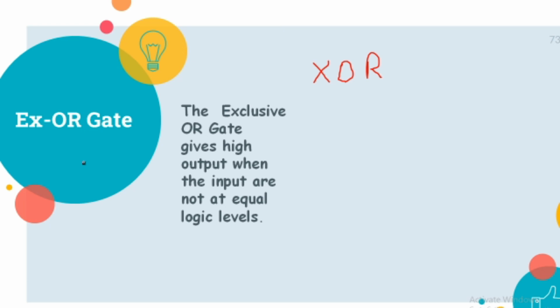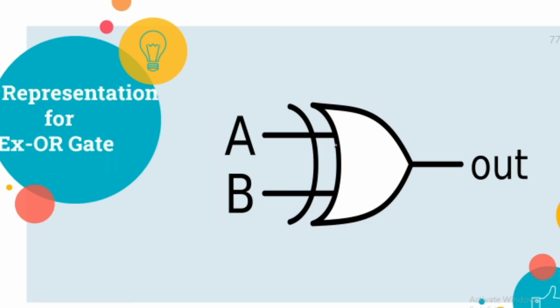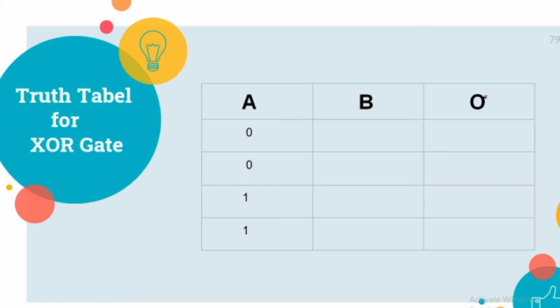The exclusive OR gate gives a high output when inputs are not at equal logic levels. It means that if both the inputs are not the same, our output will be high. The exclusive OR operation is widely used in digital circuits, and these are also called XOR gates. Now look at its representation. Here we have the representation for the XOR gate. These are our inputs, input A and input B, and we will get an output here, O. Now look at its truth table.